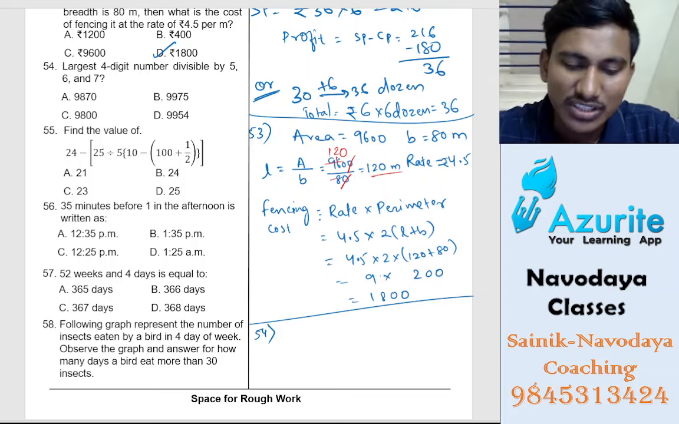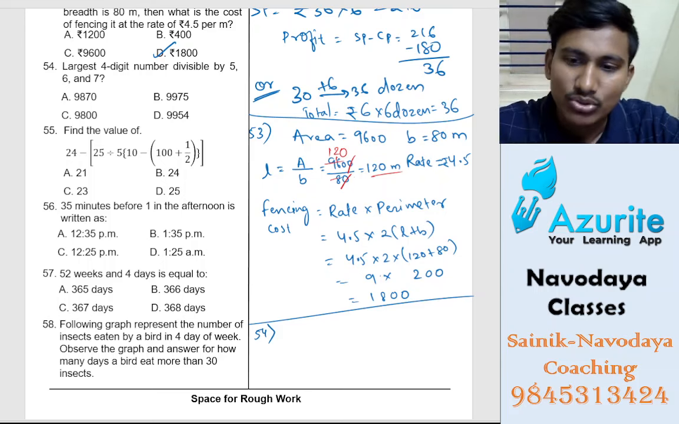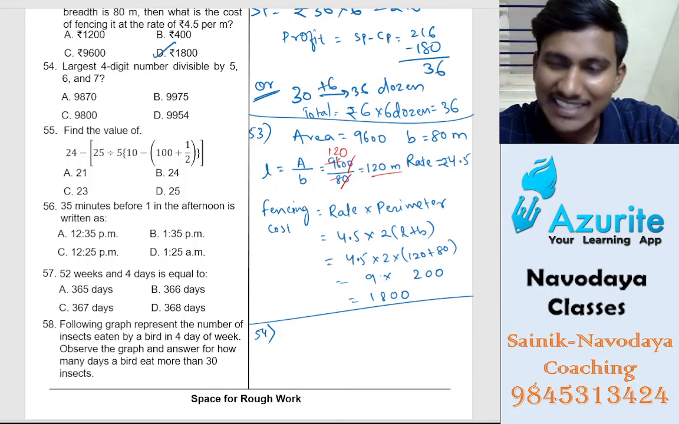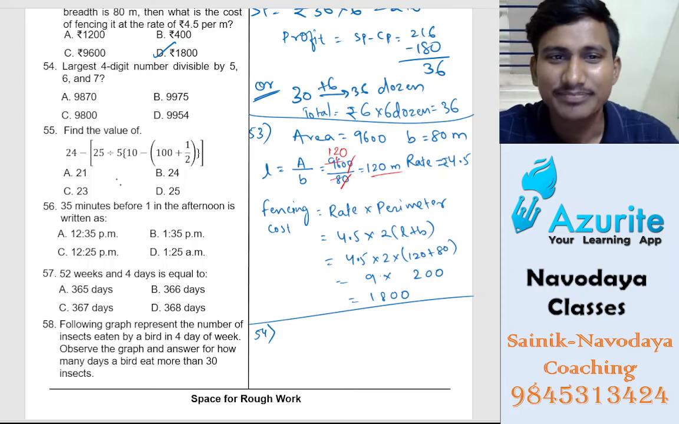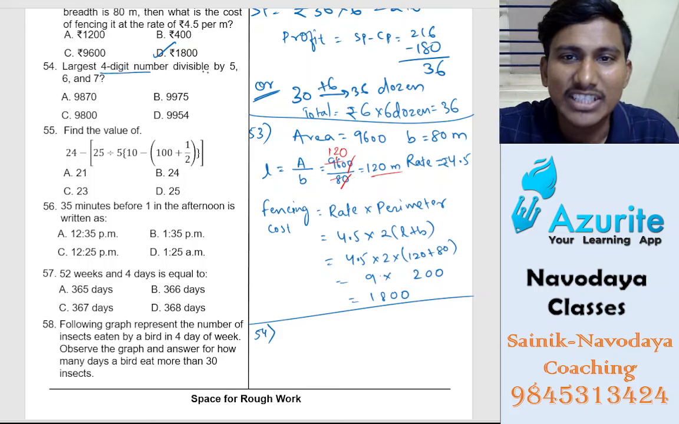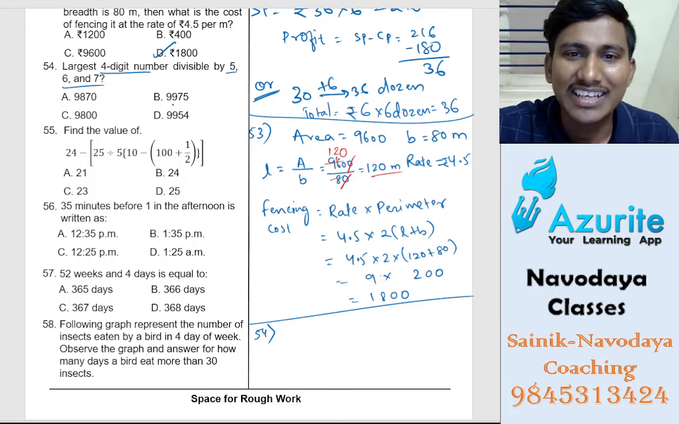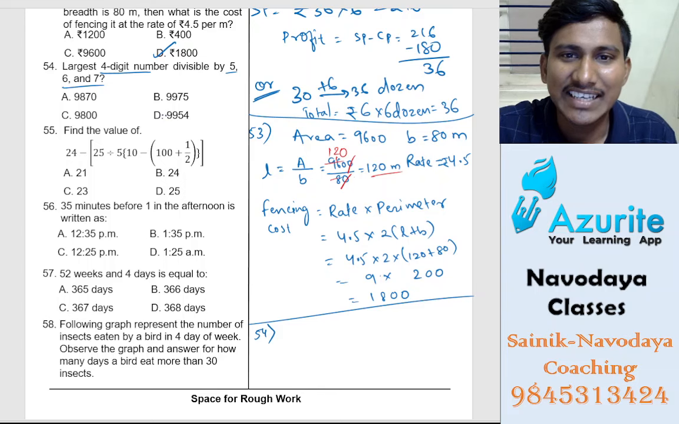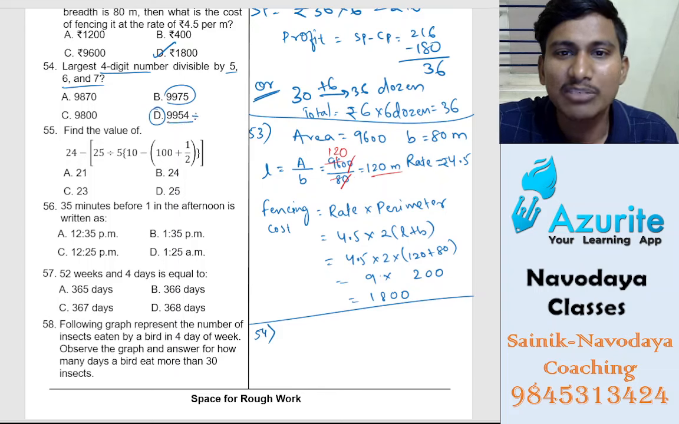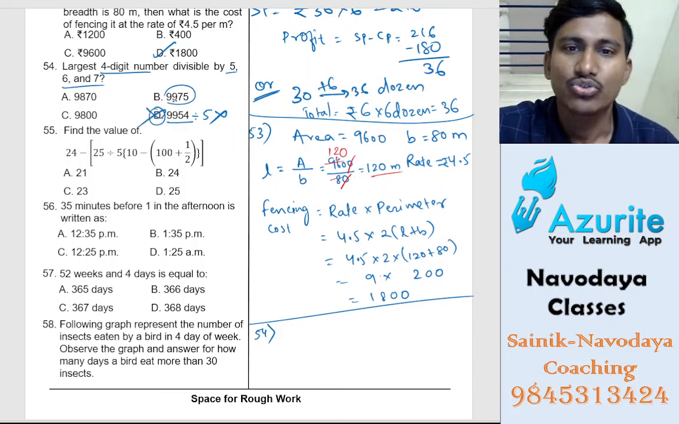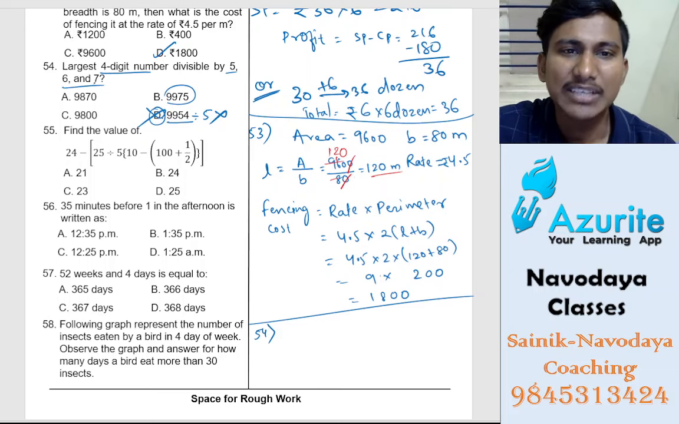So if you see 54 question, it is easy. You will do it as homework. The largest 4 digit number which is divisible by 5, 6, 7, you go with options. So which is the largest? 9975 is the largest. Here D option is there, right? 9954 will not be divisible by 5, so it is not the answer.